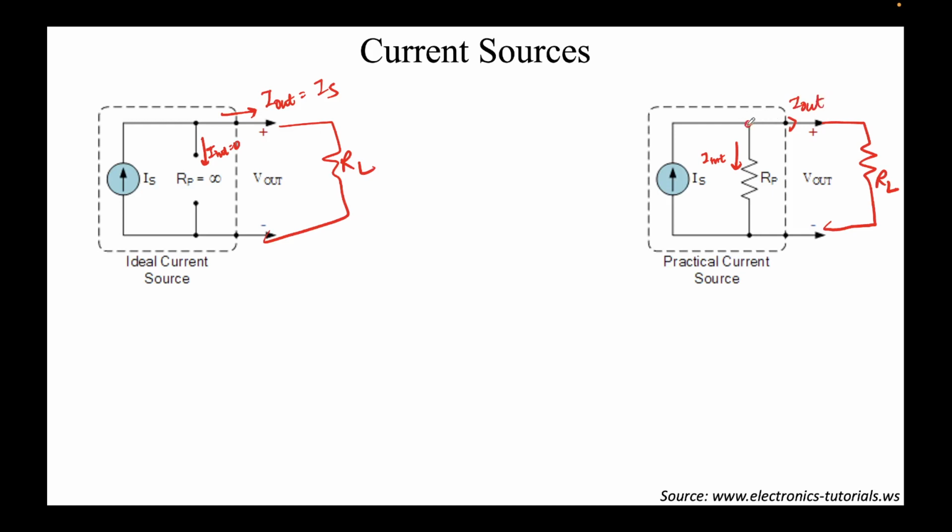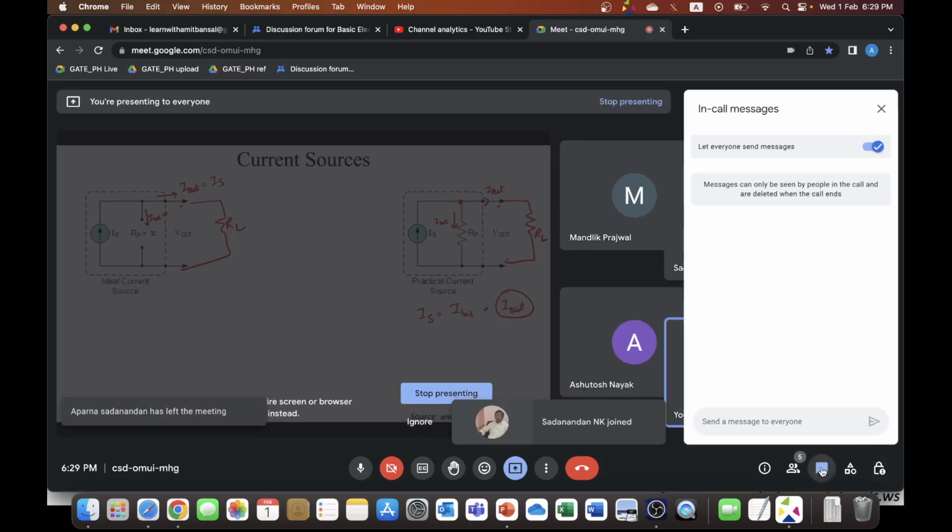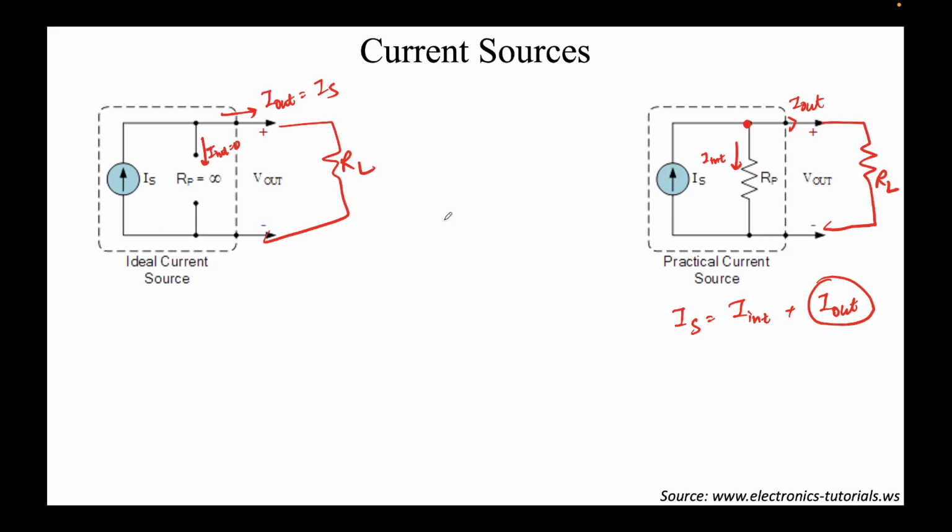If I apply KCL on this node, the incoming current, that is IS, is equal to the outgoing current. Outgoing current is I internal plus I out, the current which is flowing through the resistor. Note that it is only the current that is being supplied to the load that is of importance to us, because that's the whole job of a current source, to provide some current. But if some current is being lost, I'll rearrange the terms: I out will be IS minus I internal.